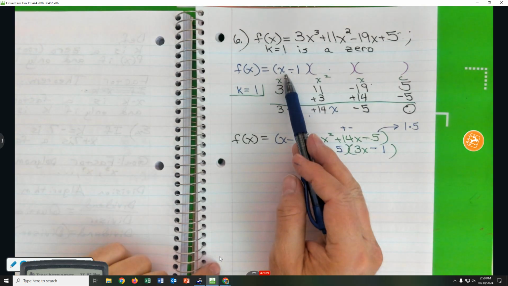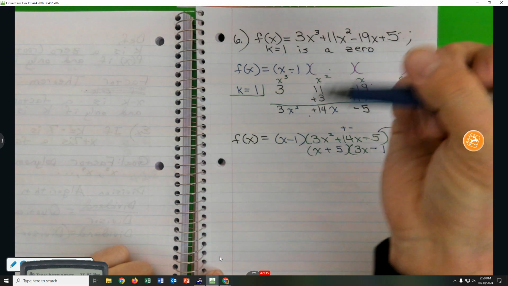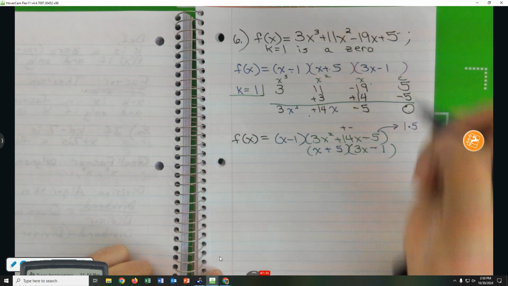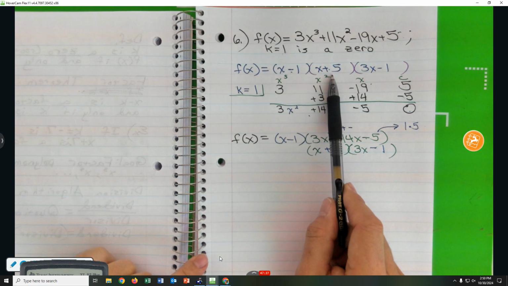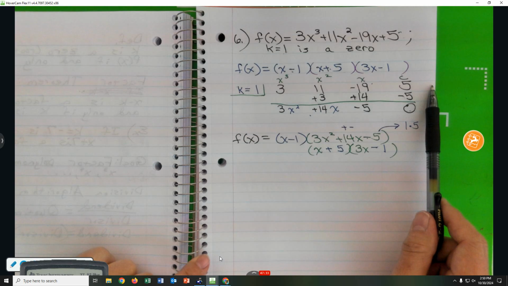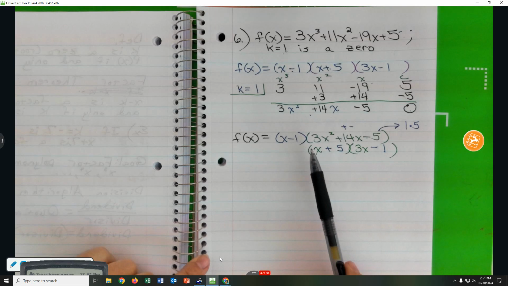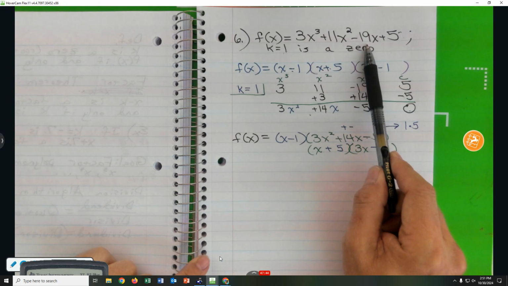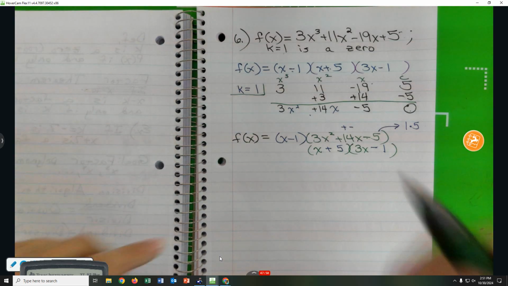So our first divisor, our first factor was x minus 1. That was the divisor. Times x plus 5 times 3x minus 1. If we sat down and foiled out x minus 1 times x plus 5, combined our like terms, then took 3x, distributed over all of that, took negative 1, distributed over all of that, combined like terms, what would we get back? 3x cubed plus 11x squared minus 19x plus 5. We have just now factored a third degree polynomial.